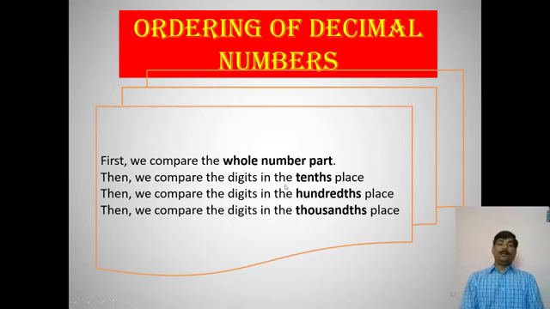It means first we will see the whole number part. If the whole number part is not deciding the ordering of the decimal numbers, not deciding the greater or smaller, then what will we do? We will see the digits of the tenths place. Here also, if not able to decide, then we will see the hundredths place. Till here, if we are also not able to decide the order of the decimal numbers, we will see the thousandths place.